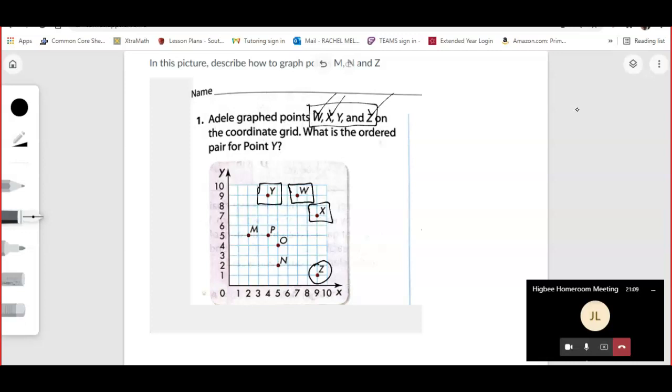So we start at the origin. We move to the right 4 spaces on the x-axis and go up 9 spaces on the y-axis. Okay, very good job. So this might help you if I do this.